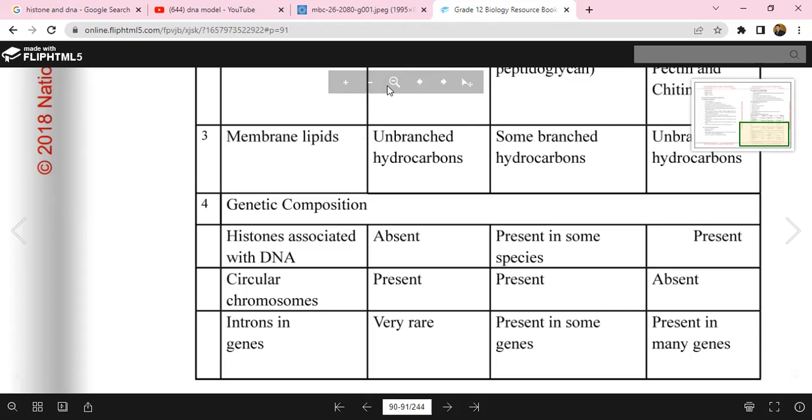Chromosomes have DNA, but all the DNA are not coming under chromosome. Understood? Yes, sir. Can you repeat that again, sir?